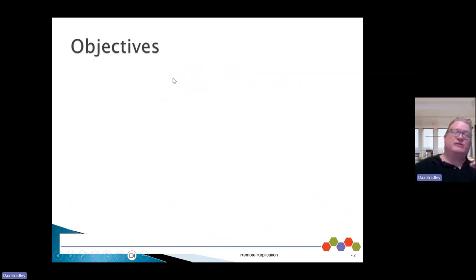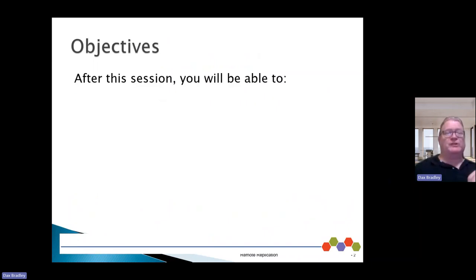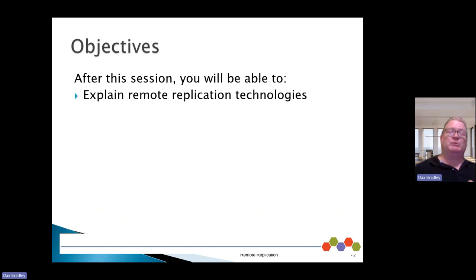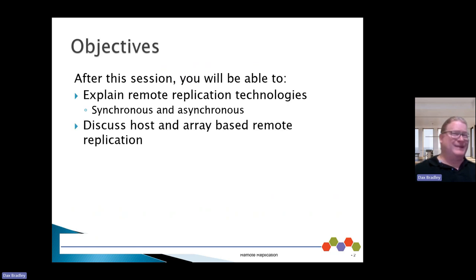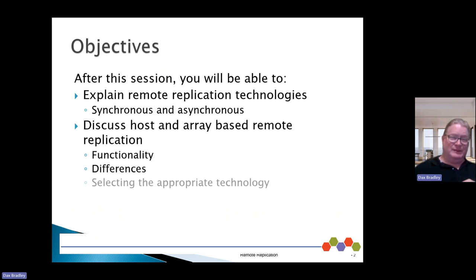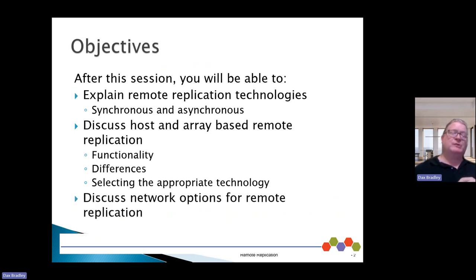Replication. Our objectives are pretty simple. After today, we'll be able to explain remote replication technologies, the different tools that go into it, synchronous and asynchronous. We'll be able to discuss and host array-based remote replication, describe the functionality and the differences, and select the appropriate technology for your organization in whatever industry you're in. And we will discuss network options for remote replication.